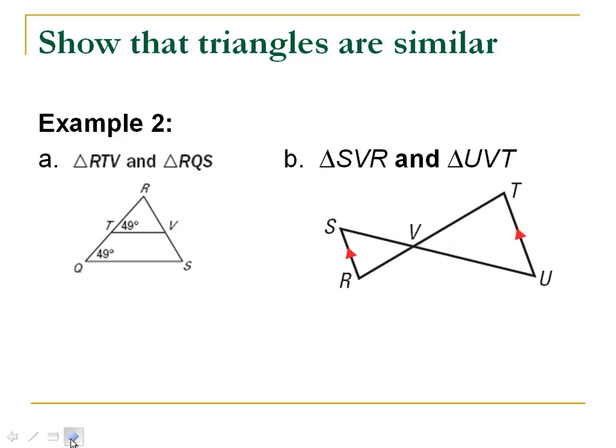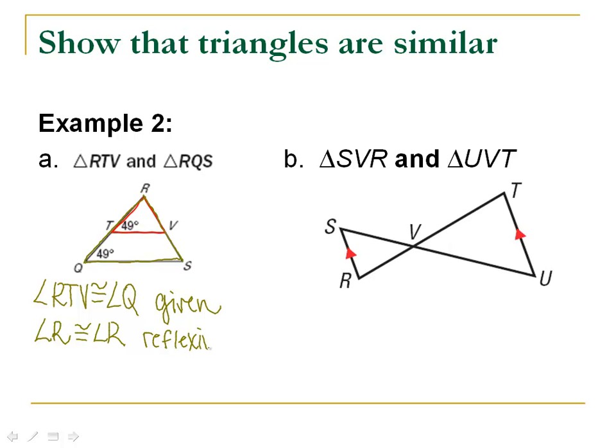Example 2, triangle RTV. So we're talking about this triangle right up here. And triangle RQS. So triangle RQS is this larger triangle here. Do you notice they share angle R up there? We want to prove that these are similar. So we can say angle RTV is congruent to angle Q, and that's because it's given. We're told they're both 49 degrees. We can say that angle R is congruent to angle R, and that is because of the reflexive property. Okay, and that's this angle right here. So they both share that angle up at the top. They both have a 49-degree angle. So we can now say triangle RTV is similar to triangle RQS, and that's by the angle-angle similarity postulate.